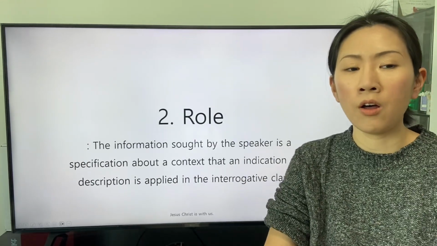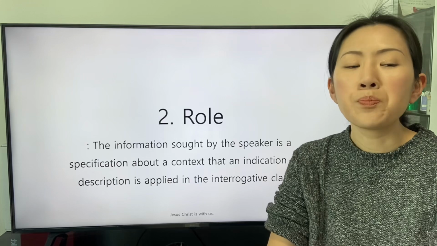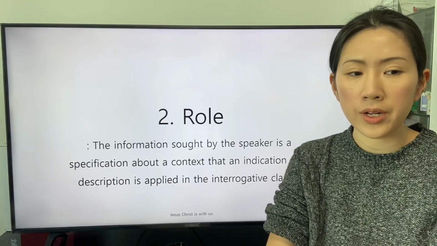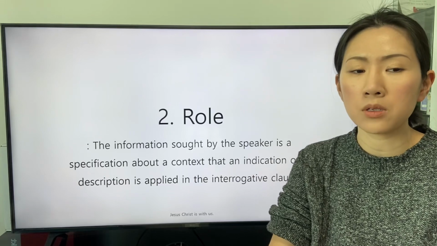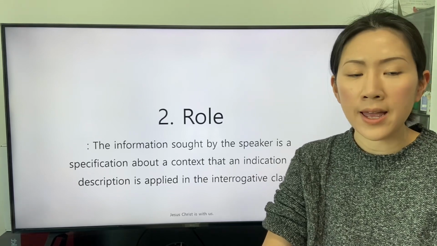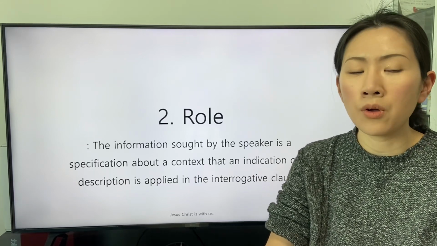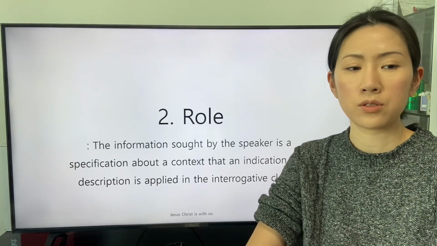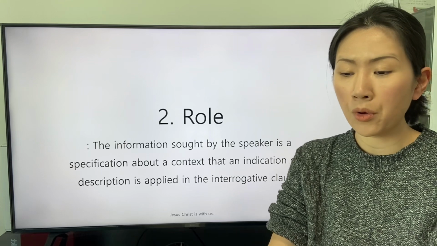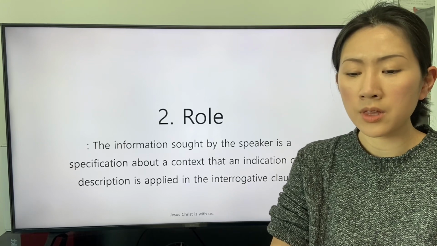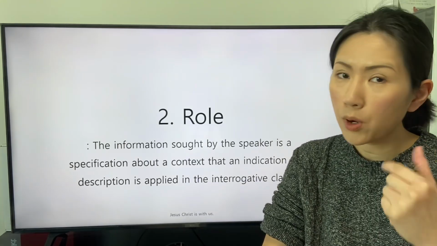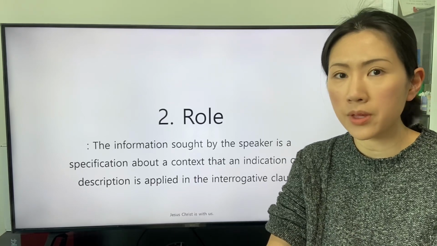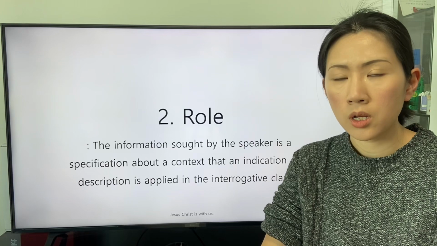The role of the interrogative is this. The information sought by the speaker is a specification about a context that an indication or a description is applied in the interrogative clause. The role of the interrogative approaches the reason why we ask something to a listener.